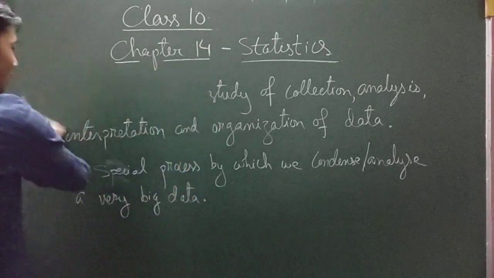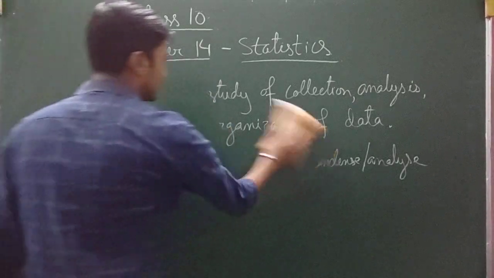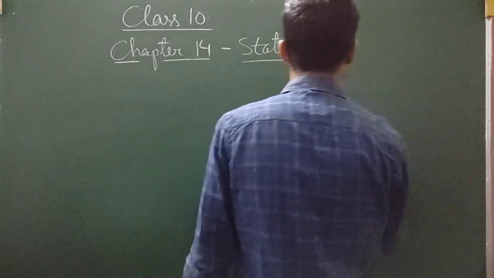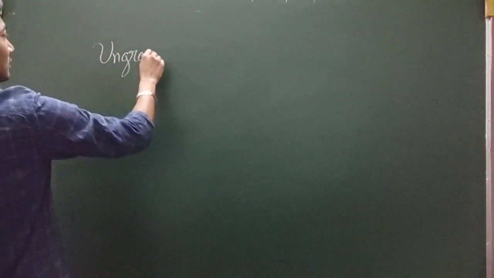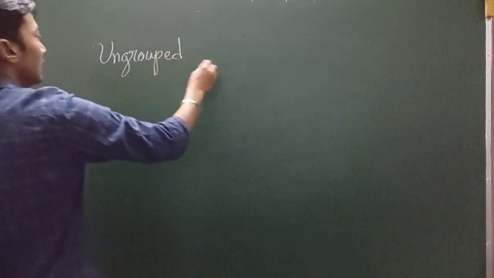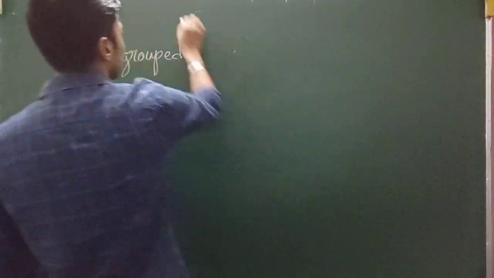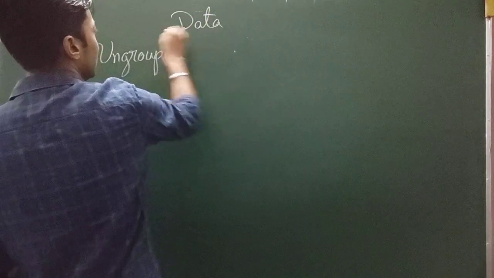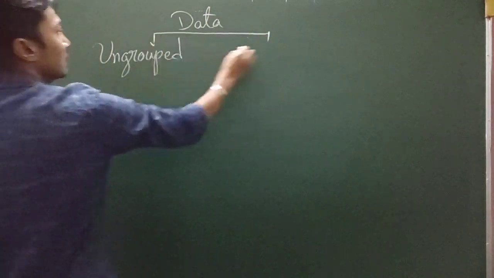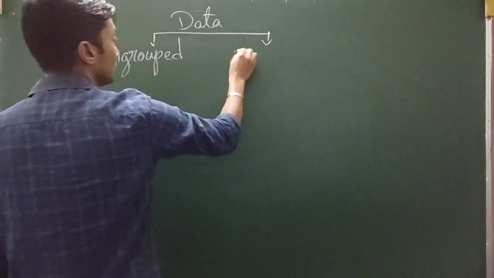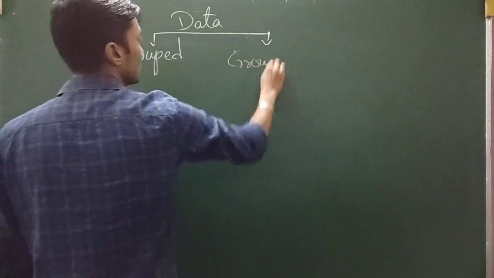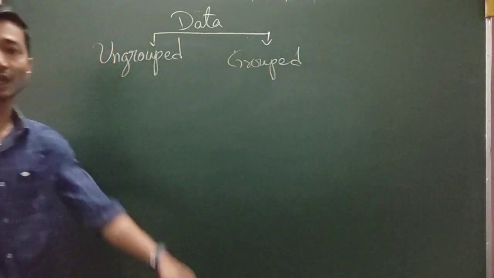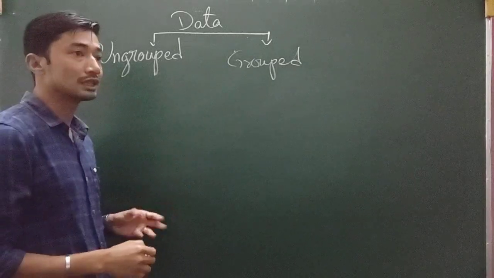Now, let's get straight to the point. Generally, there are 2 types of data that we have. One is called the grouped data, and the other one is the ungrouped data. Data is classified into these 2 groups.